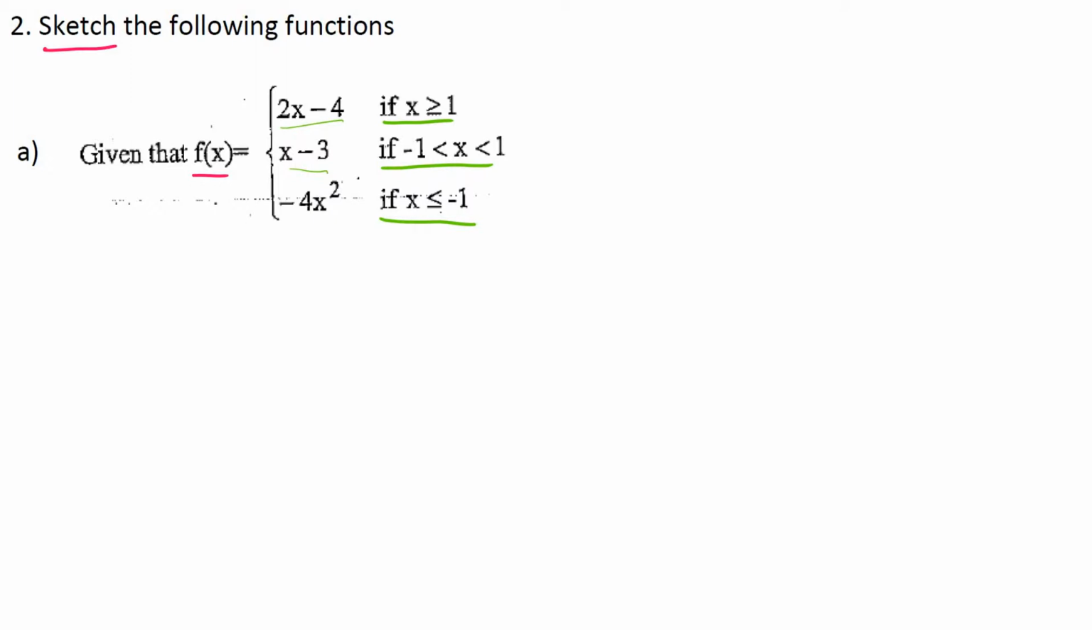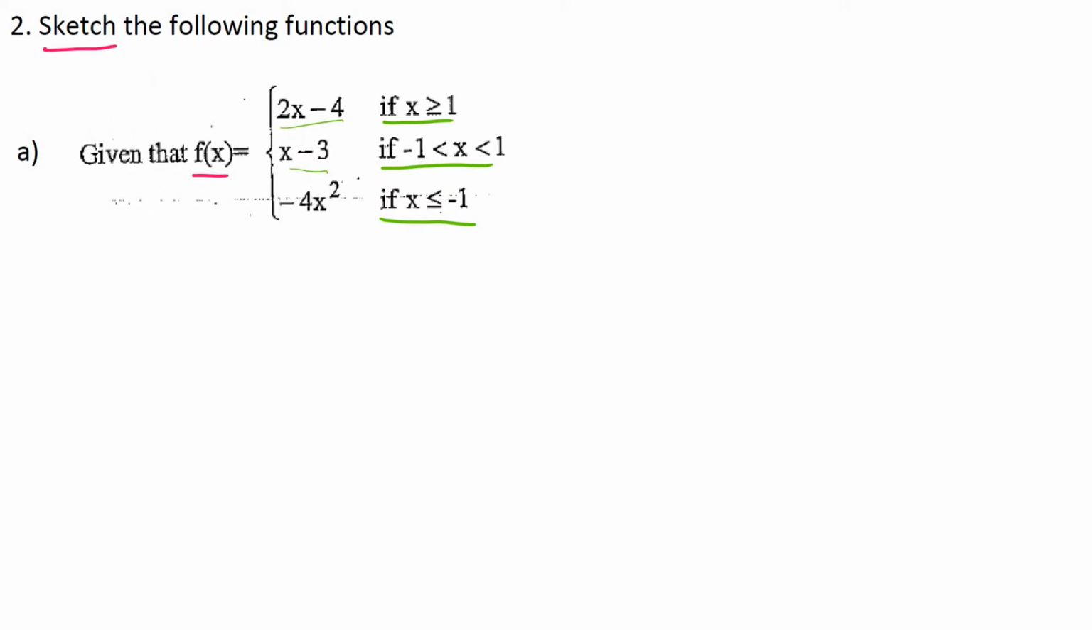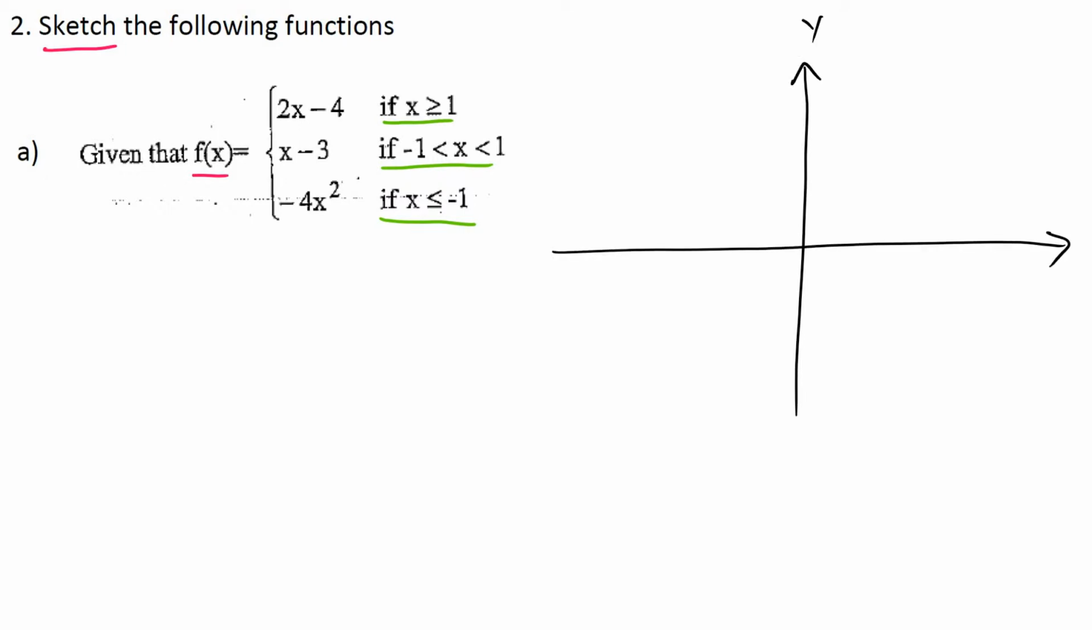So in order to sketch a piecemeal function, what you want to do is to draw the graph separately over the correlating domain and then combine them all together. So I'm going to start off by drawing a big axis or plane. And we'll start off with the first graph.